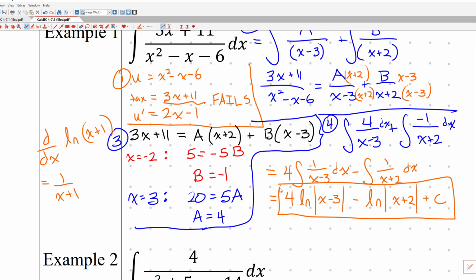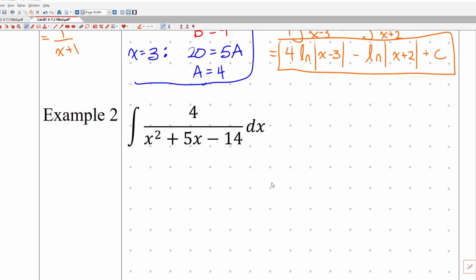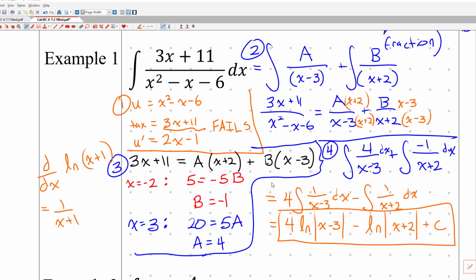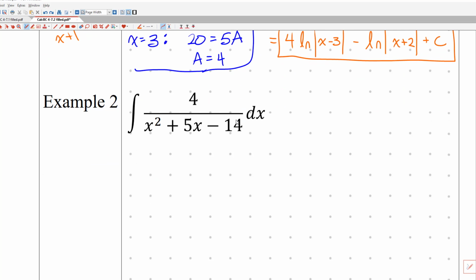And let's try another. Example number 2. I will warn you guys, this one is harder. Why is it harder? There are fractions. A and b are going to be equal to a fraction instead of some nice little integer. So here we go.